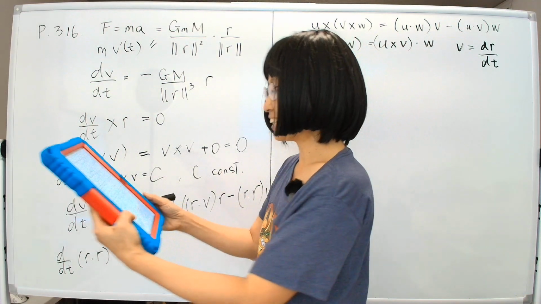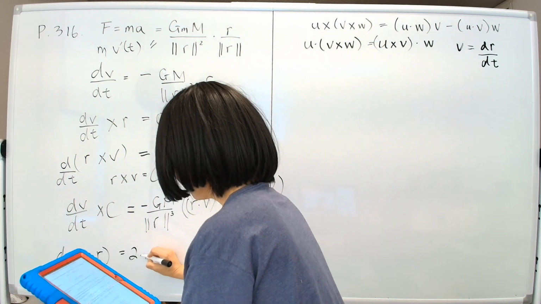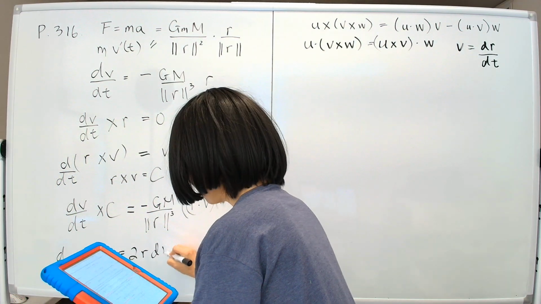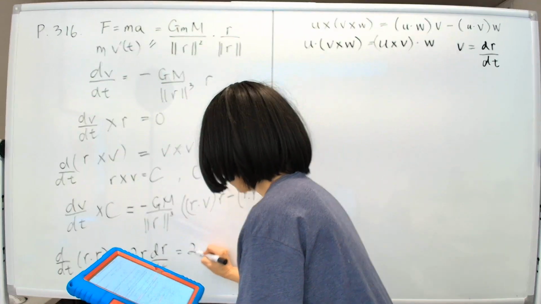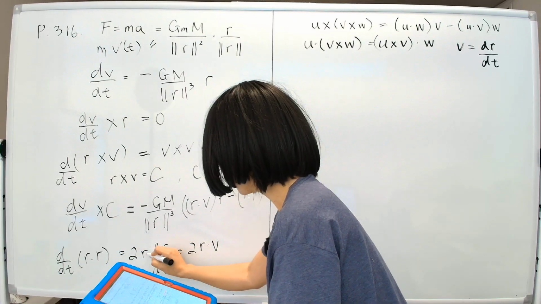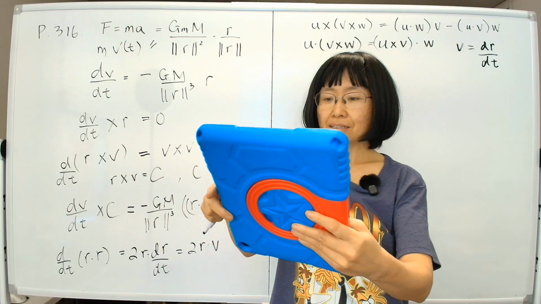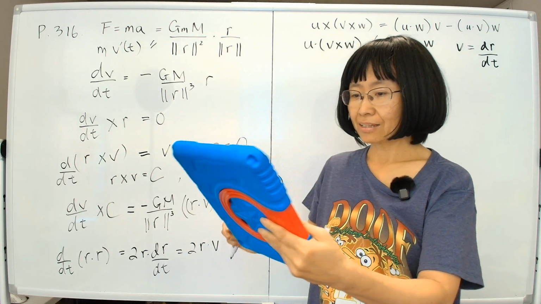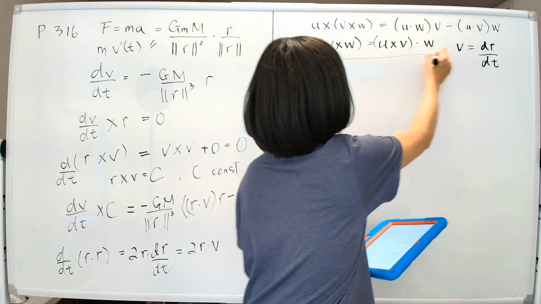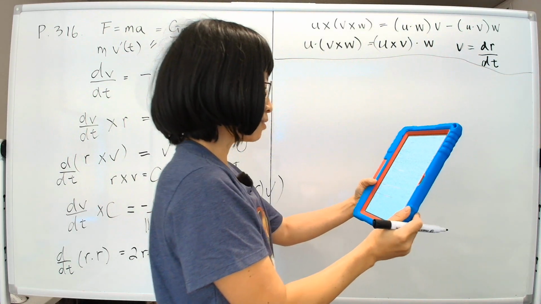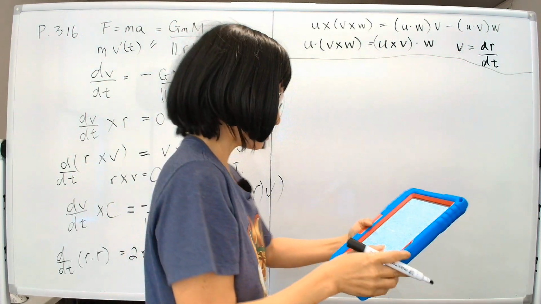Found the marker. So that equals 2R dot dR by dt, which is, of course, 2R dot V. This is a dot product, from over here. So far so good. And also, we notice that R dot R is just the magnitude squared. That's the property of a dot product.